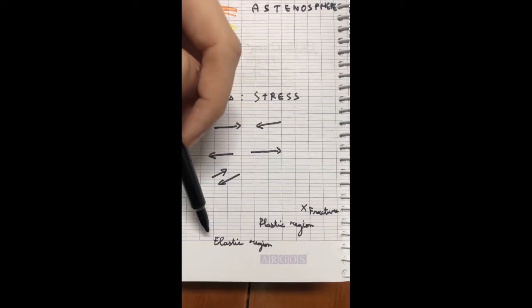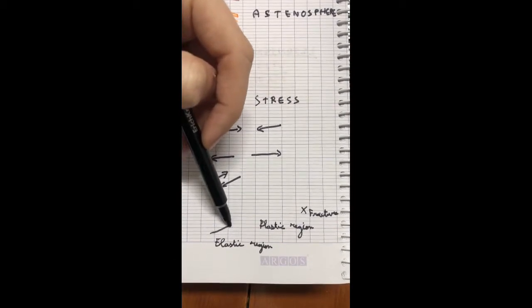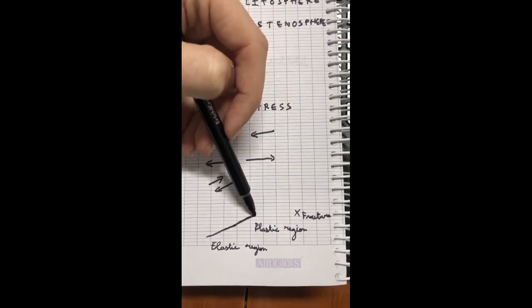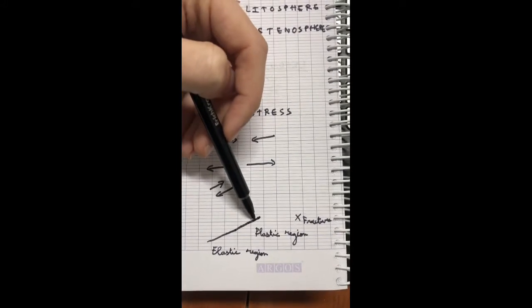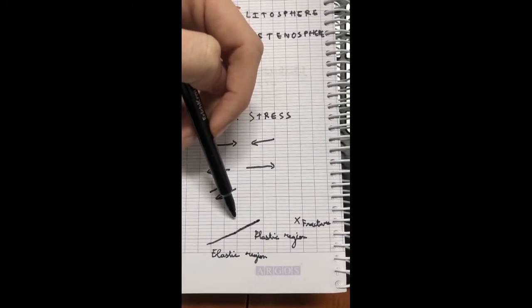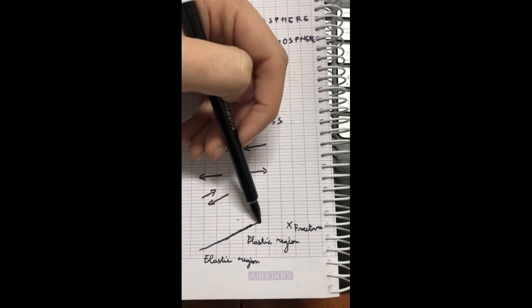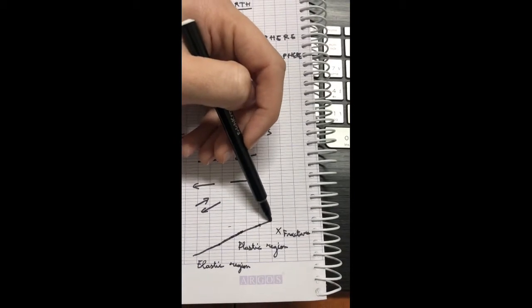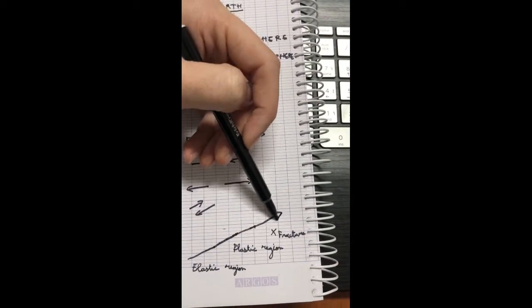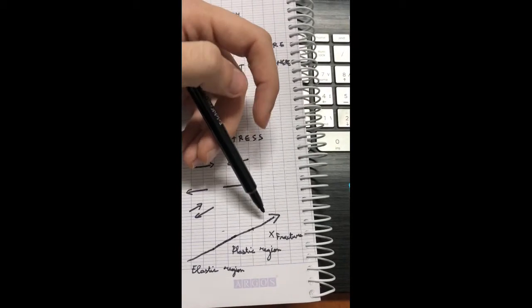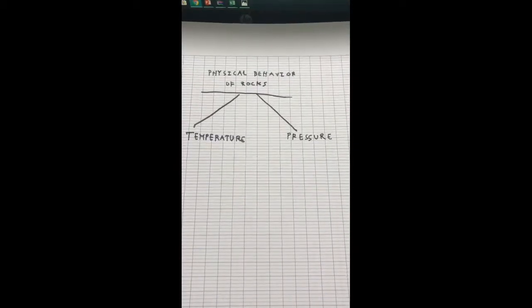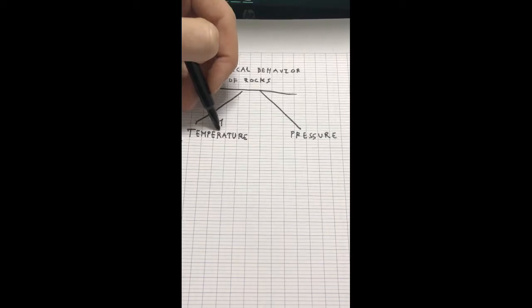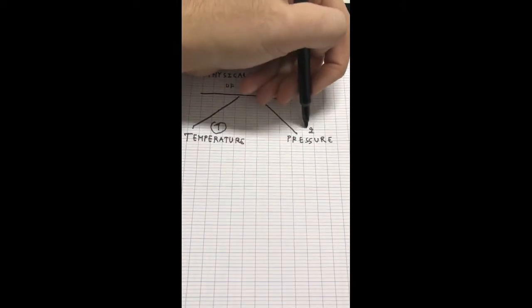When the stress increases, we have first the elastic region, where the rock has a temporary strain and the object recovers its original size and shape once the stress is removed. We have the plastic region, once the elastic limit has been exceeded. And at the end we have the fracture. It's the rupture or a break of the rock. So the physical behavior of rocks is affected by 1. The temperature, and 2. Pressure.